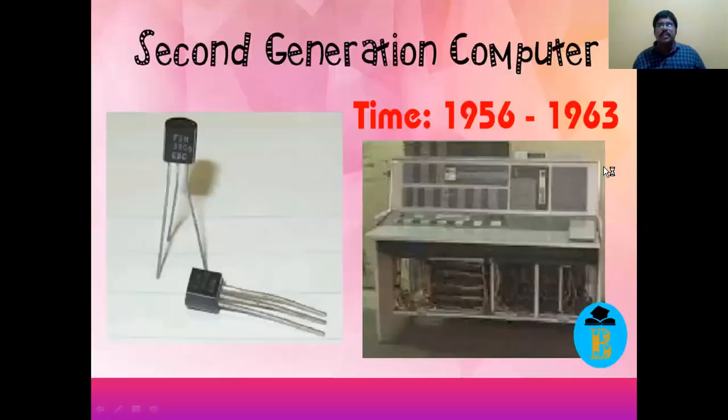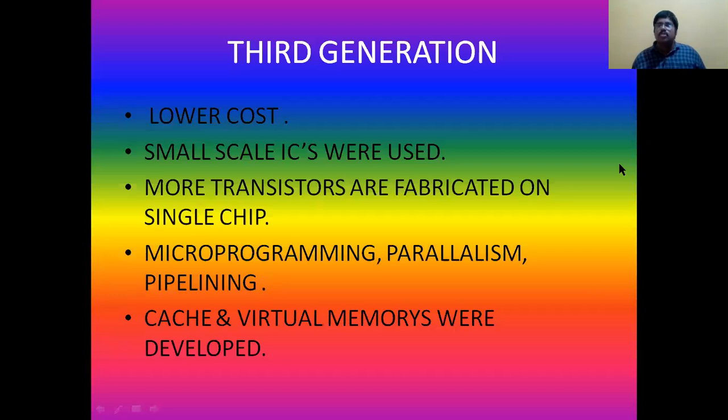Okay, next from that, these are the transistors that are used in the second generation. The second generation is from 1956 to 1963. Later we have moved to the third generation. In the third generation, small scale integrated circuits were used.